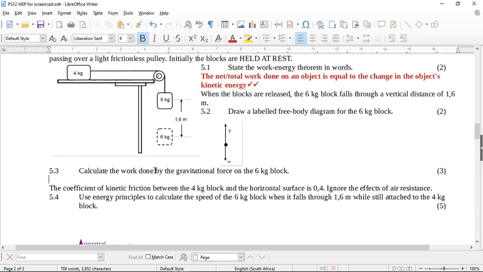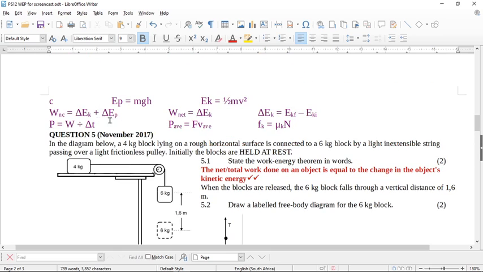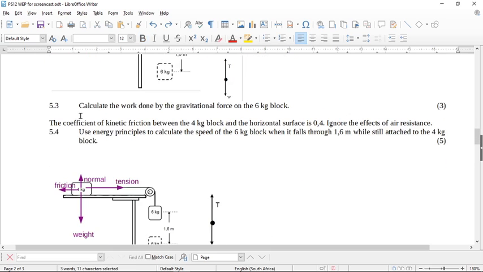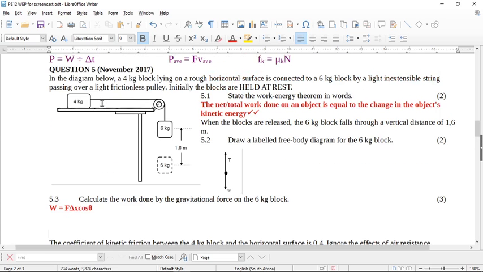So let's put this formula in here. So let's have a look. So the work done equals the force times the distance moved in the direction of the force, the displacement, times the cos of the angle between the force and the displacement.